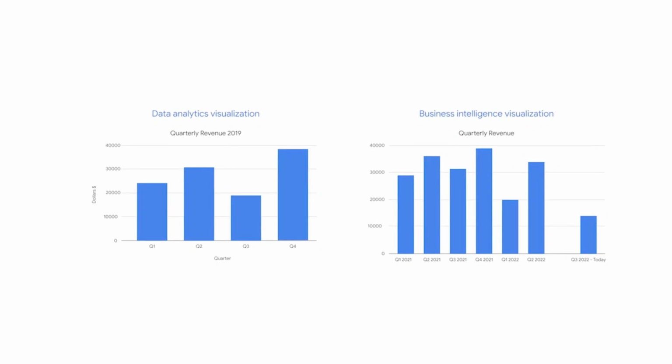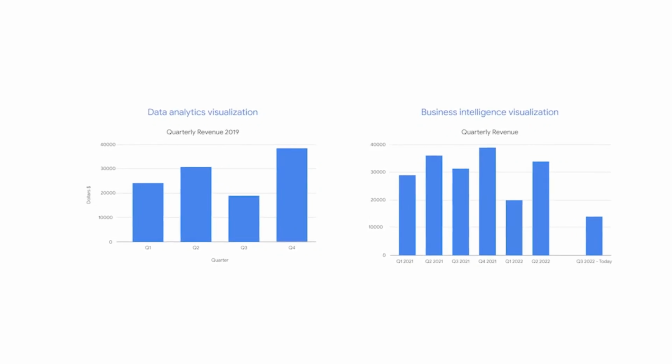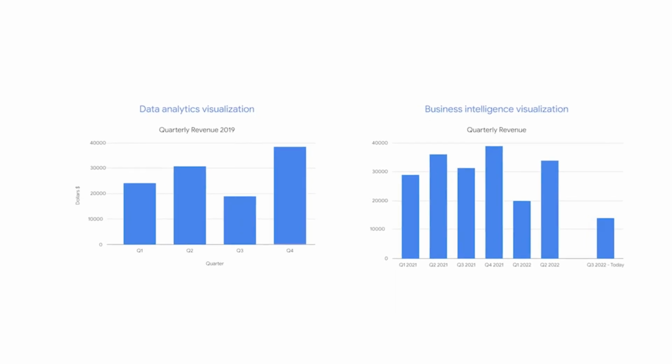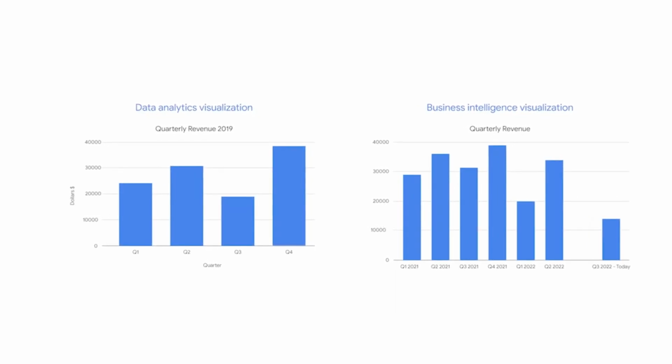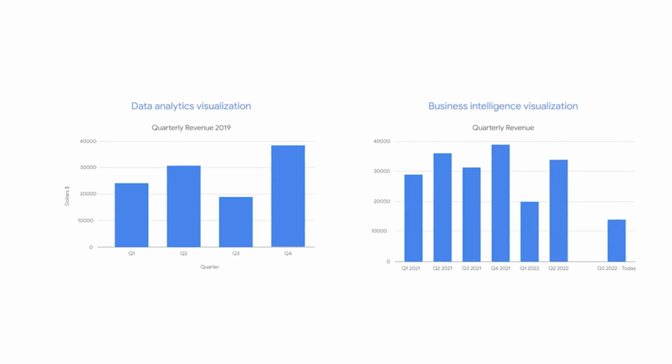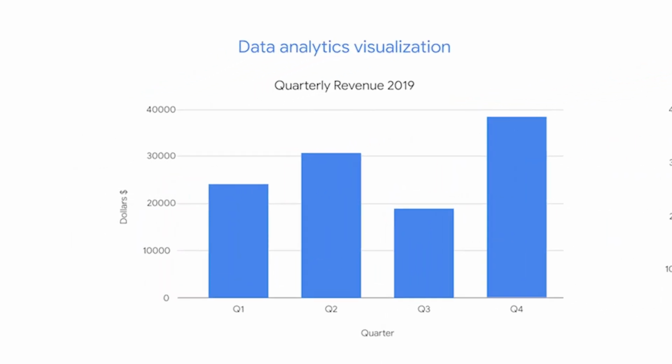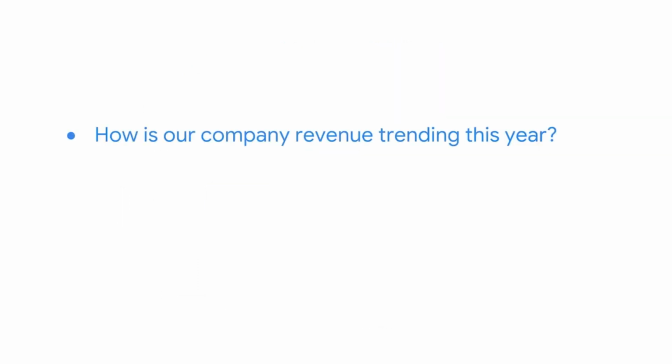But did you know that data analytics visualizations are not exactly the same as business intelligence visualizations? In many ways, they're pretty similar. Both are visual representations of data that communicate insights to the people who interpret them. They aim to share data in a clear and easy to digest manner. However, they differ in context. A DA visualization aims to answer a business question, such as, how is our company revenue trending this year? This chart uses only existing data.